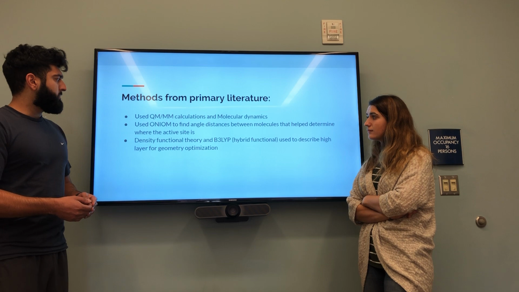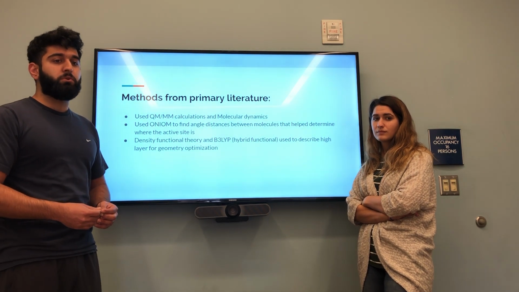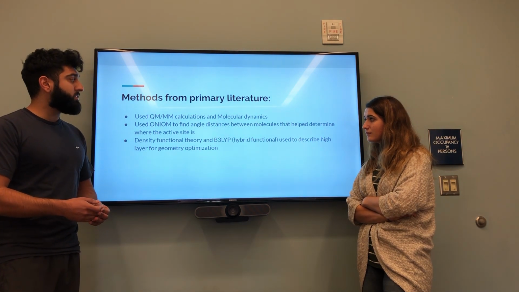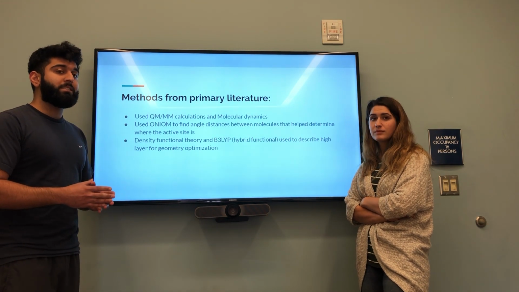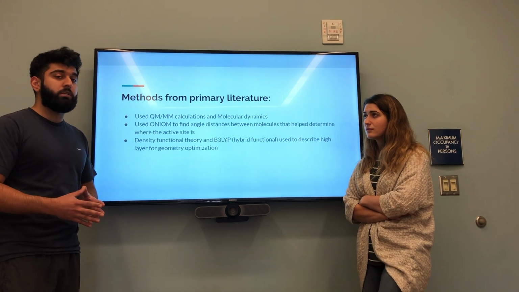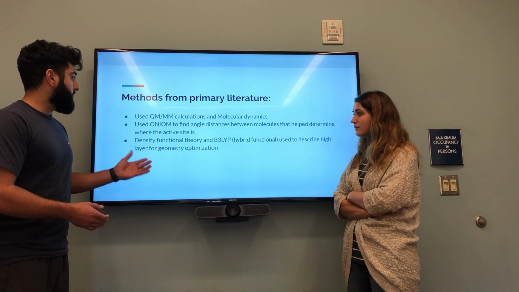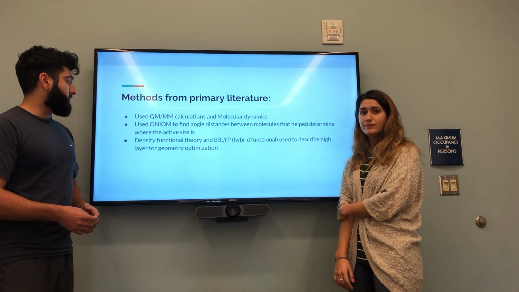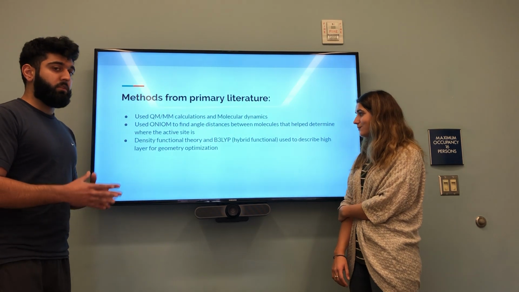So they used ONIOM, which is our own n-layered integrated molecular orbital and molecular mechanics method, to find the angles and distances between molecules, which help them determine the geometry and the distances between the amino acids to better map what would be a better substrate to fit in to inhibit the enzyme action. And in that same vein, they used the density functional theory and a hybrid functional to create a map of what that area looks like in those amino acids.